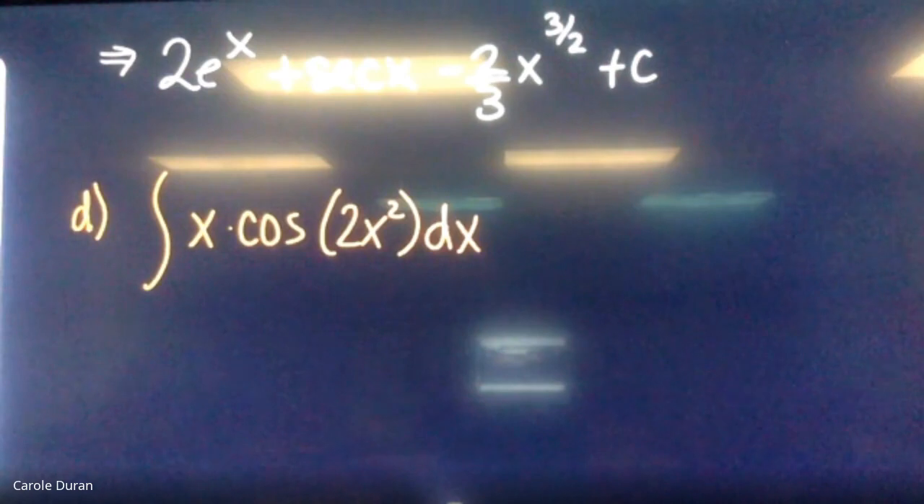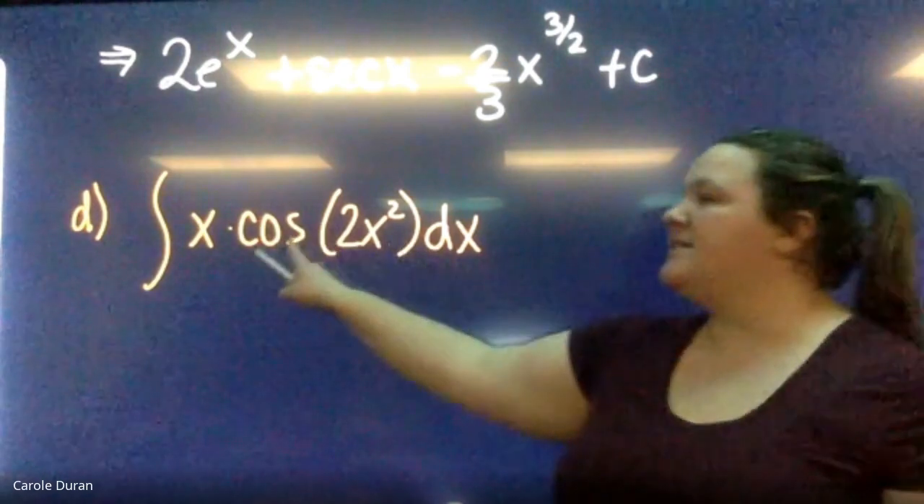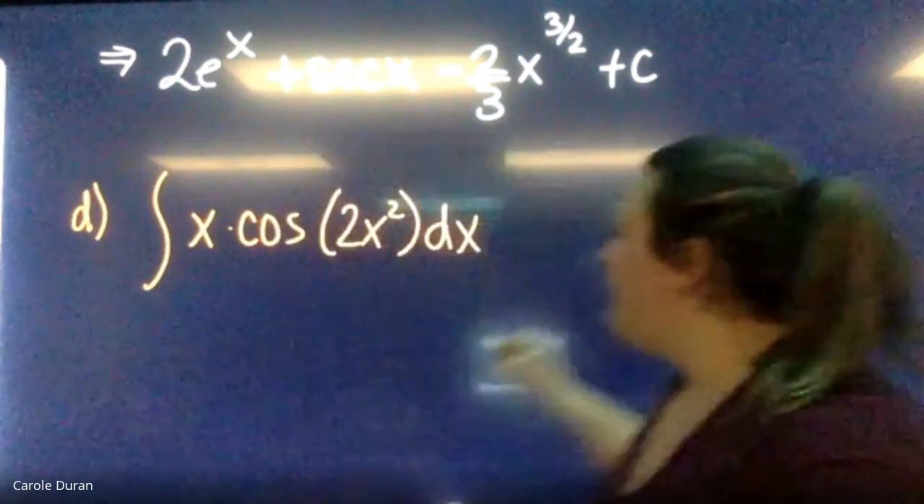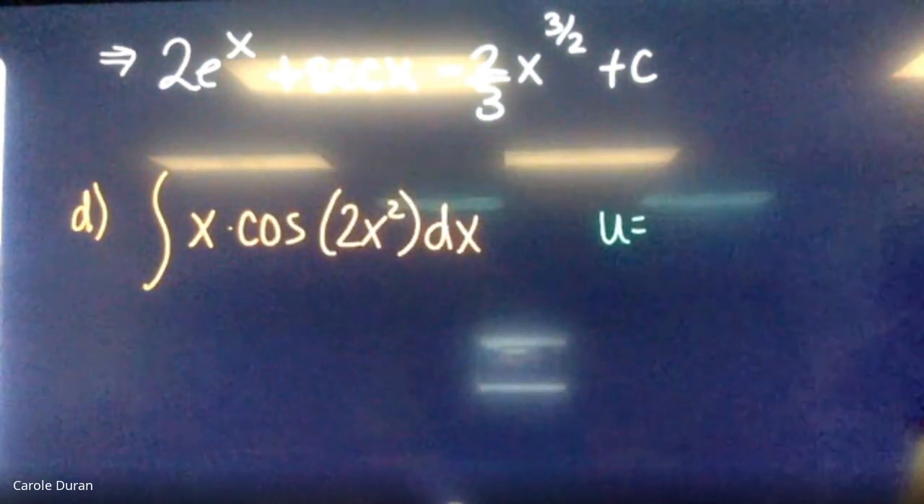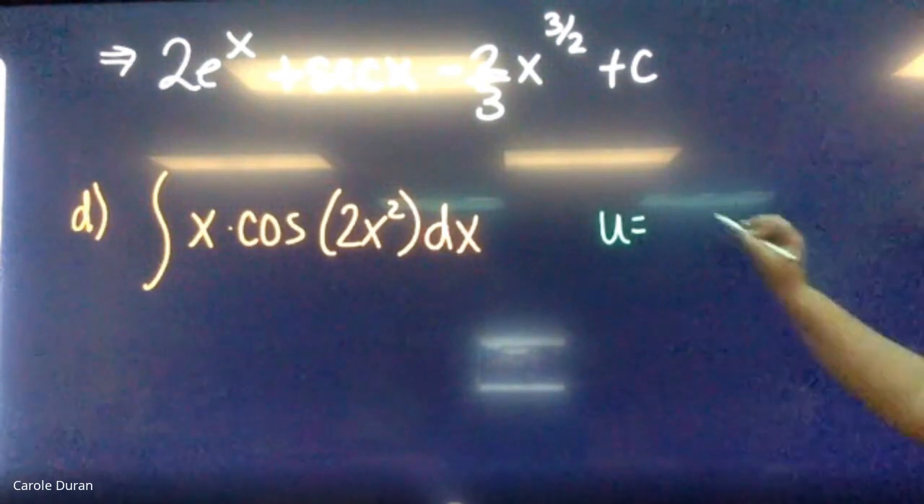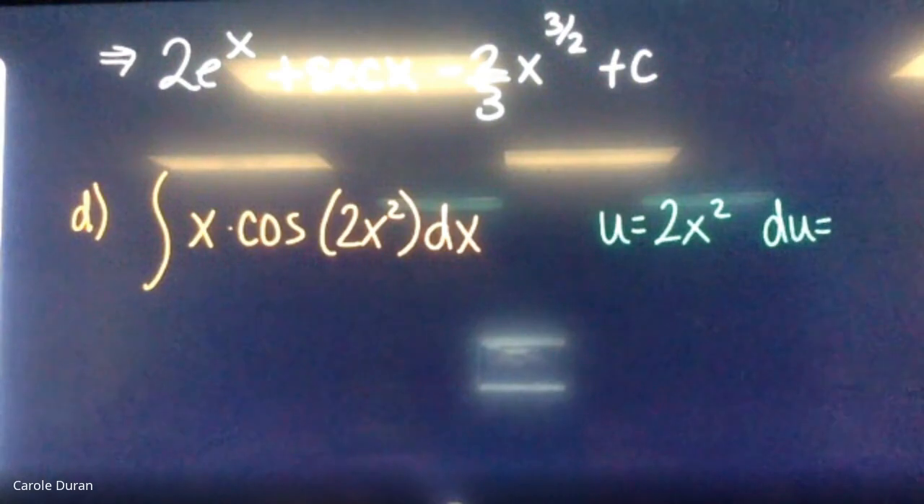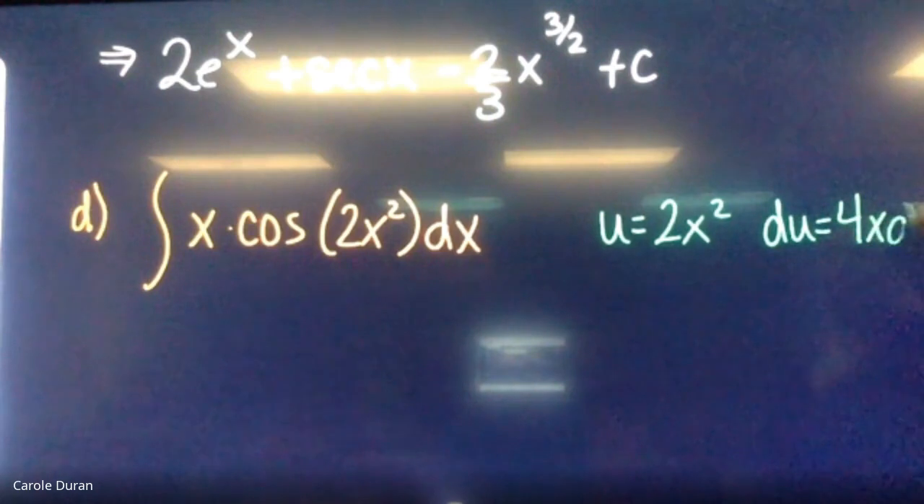So this is the integral of x times cosine of 2x squared dx. What do I immediately notice here? It's a chain rule problem because I have a function inside of a function, which means I need to use my U substitution. So I need to identify what my U is, which is the inside function. So what's my inside function here? 2x squared. I then need to take the derivative of that function, so 4x dx. Are we all okay with that?